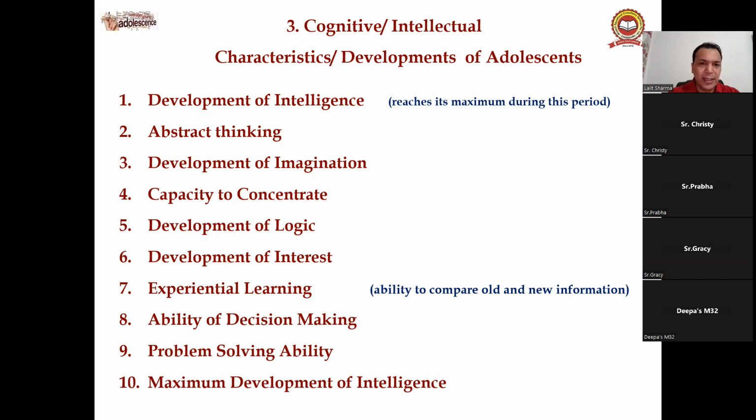What is experiential learning? Ability to compare old and new information, learn from the experience. This is called experiential learning, right? Reflect on the experience, called experiential learning. When experiential learning comes, Dr. Kolb, you should know the name of Dr. Kolb, right? So he gave the concept of experiential learning. Ability of decision making, problem solving ability, and maximum development of intelligence. Basically they gain all these things during this age, and these are called cognitive development or characteristics of adolescents.